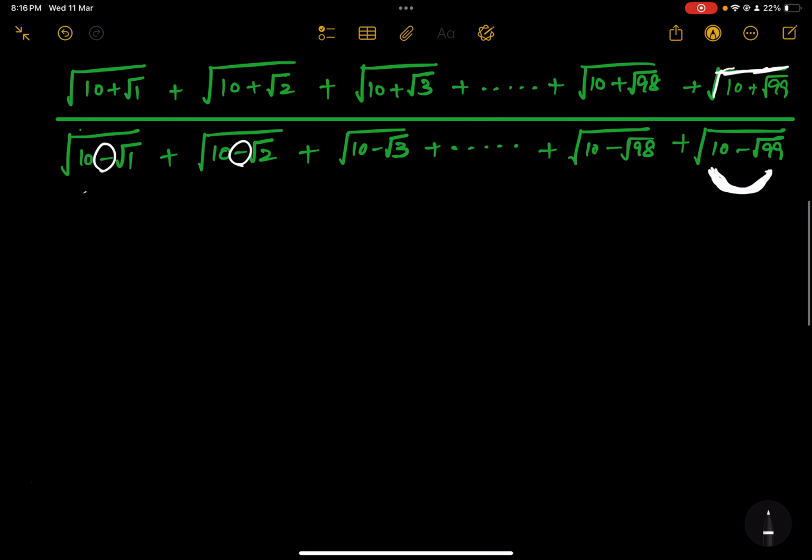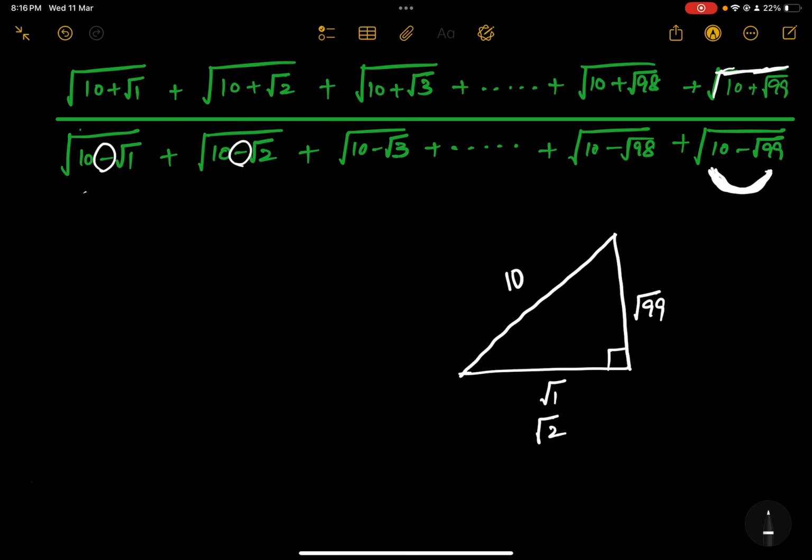So what hint? What does this say? What is some intuition that you can develop? If this is a right angle triangle, and if you consider the hypotenuse as 10, and if you consider this side as root 1, then this side will be root 99. If you consider this as root 2, then this will be root 98. If you consider this as root 3, this will be root 97. The thing that is happening is that this 10 is always constant, and that's what happens in your summations. It is 10 everywhere.